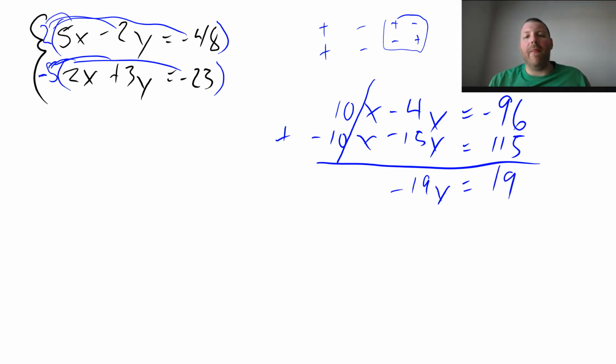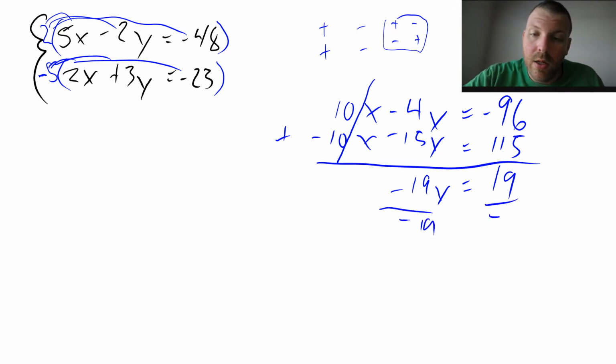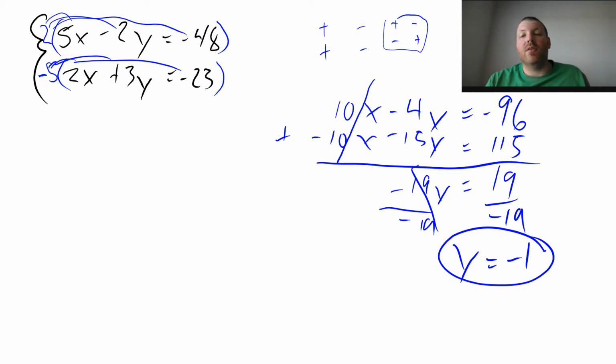So the good thing about that is that now we can go ahead and solve for y. And so what we're going to do is we're going to divide by negative 19 on both sides, and y is going to be equal to negative 1. Beautiful.